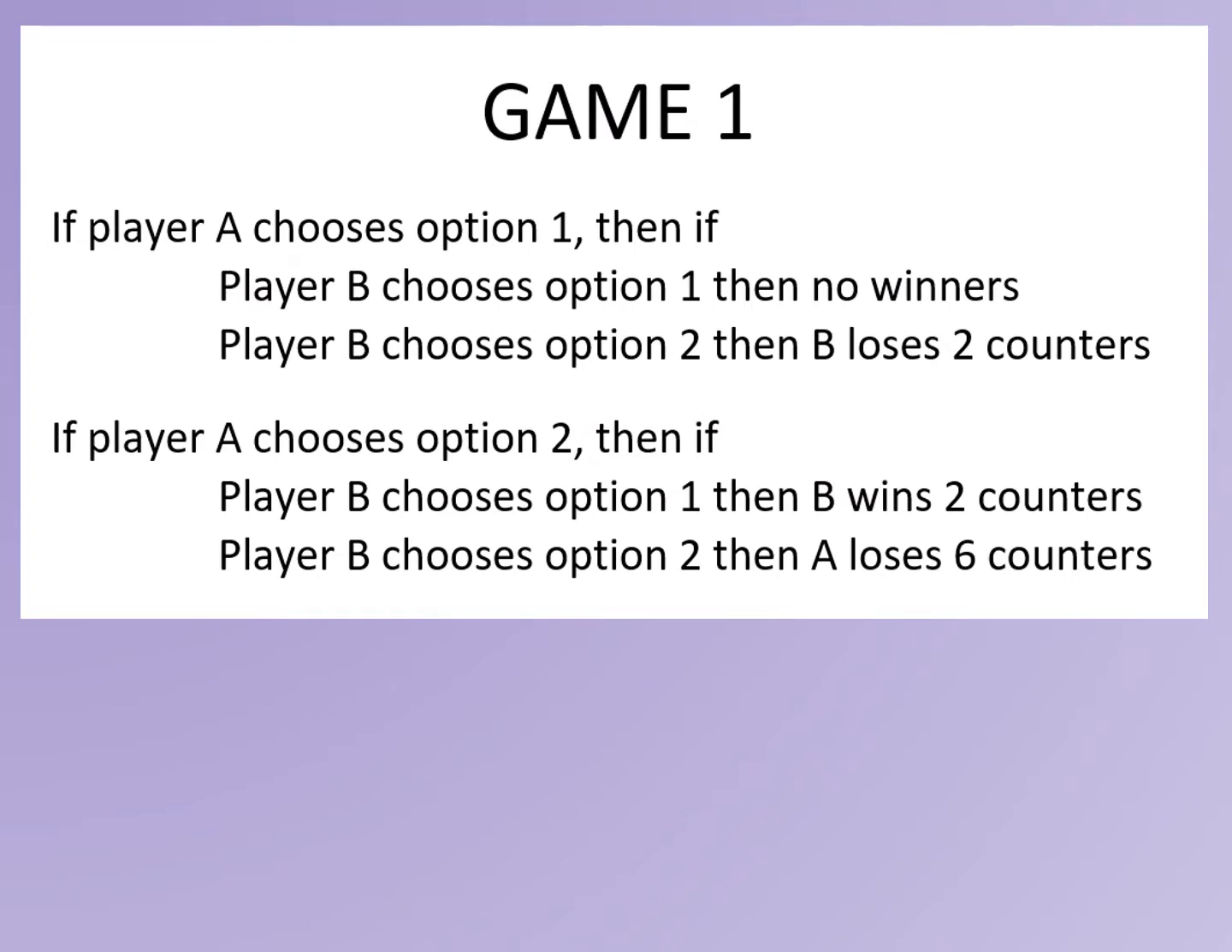So in game 1, player A has 2 choices, option 1 or option 2, and player B also has 2 choices, option 1 or option 2. The number of points that are either won or lost in each scenario is shown below. So pause the slide and consider which strategy each player should take.